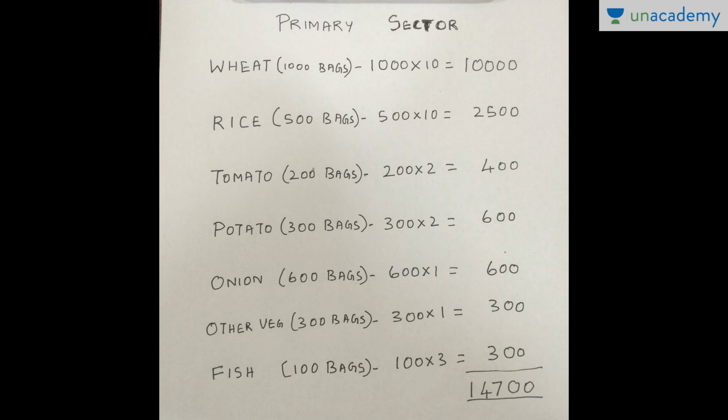Like that, rice, they have produced 500 bags and at that point of time it was sold at 5 silver coins. So 500 into 5, so 2500 silver coins. Like that, tomato, potato, onion, other vegetables, then fish also. Let us see what is the fish price. It is 100 bags at 3 silver coins each, quite costly at that point of time. So 100 into 3, 300 silver coins. Now altogether, the value of goods produced in that time is 14,700 silver coins from primary sector.